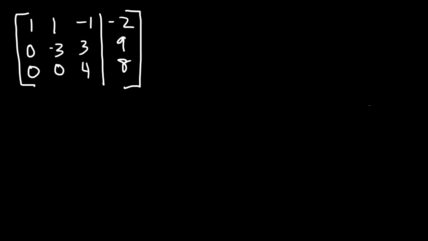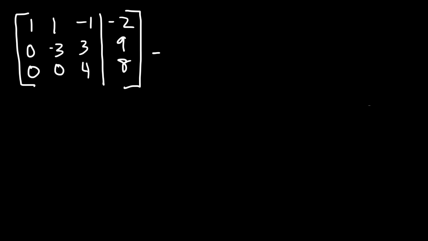Now, if I wanted to, I can convert this back to a system of linear equations and use back substitution to get x, y, and z in this form. But what I want to do is convert it to row echelon form. So I want to convert these three numbers into a 1. I don't need to change this one, it's already a 1, but these two need to be converted into a 1.